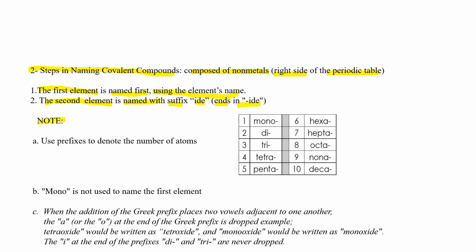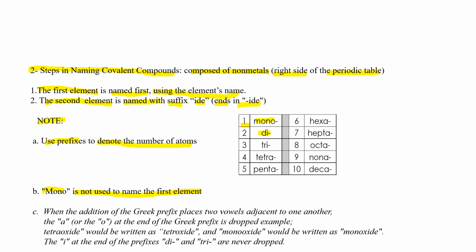Note, use prefixes to denote the number of atoms. So these are the prefixes. Mono means the atom is one. However, mono is not used to name the first element. So never use it on the first element.